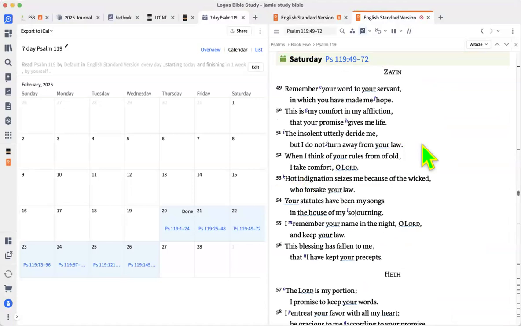Now you may say, well, Jamie, how do I find this reading plan? How do I get to this thing? Well, 1, you could save it in your layout if you wanted. 2, you could actually grab the reading plan and you could make it a shortcut. That's one option.